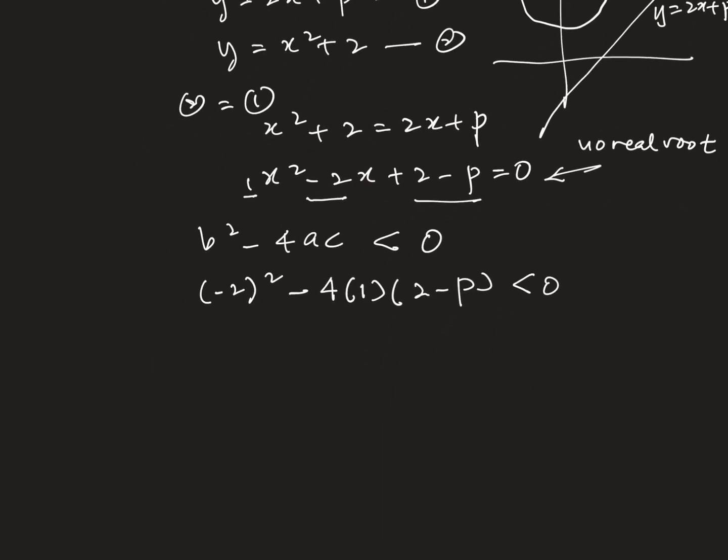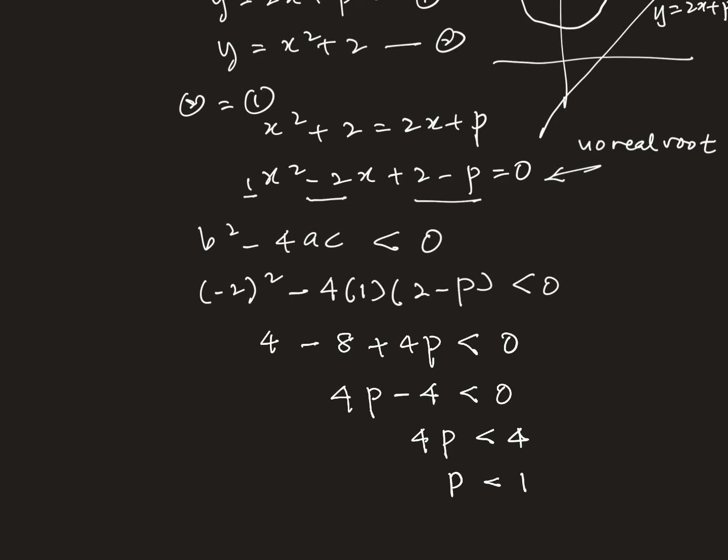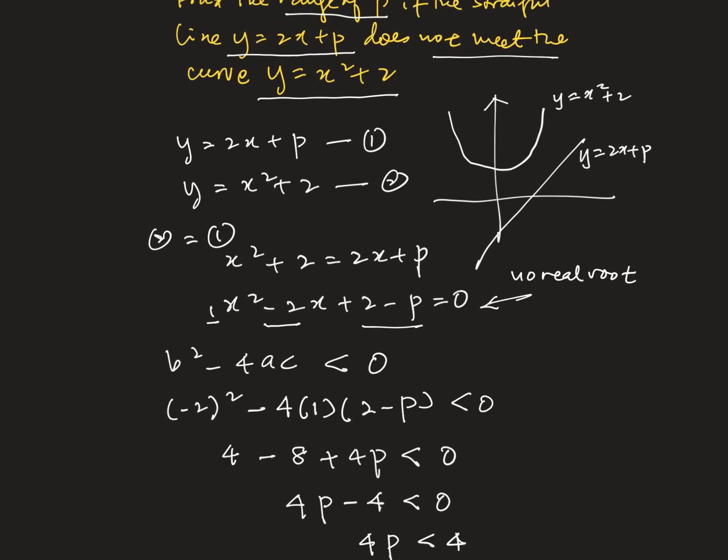So we have 4 minus 8 plus 4p is less than 0. So we have 4p minus 4 is less than 0. 4p is less than 4. P is less than 1. So when p is less than 1, the straight line will not touch the curve.